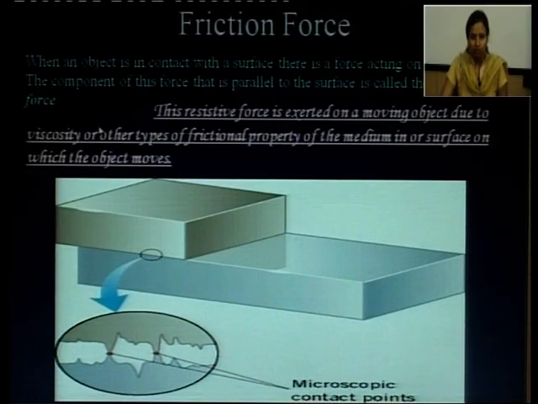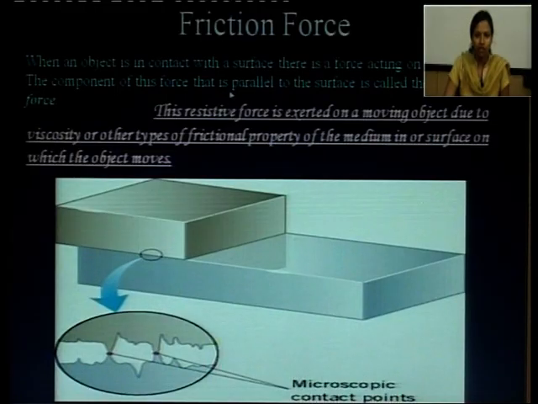Next is frictional force. When an object is in contact with a surface, there is a force acting on that object. The component of this force that is parallel to the surface is called frictional force. Like these are two surfaces which are in contact with each other. So the force which is parallel to this line is called frictional force. This is the resistive force. Resistive means it is opposite to the motion, it is opposing the motion.